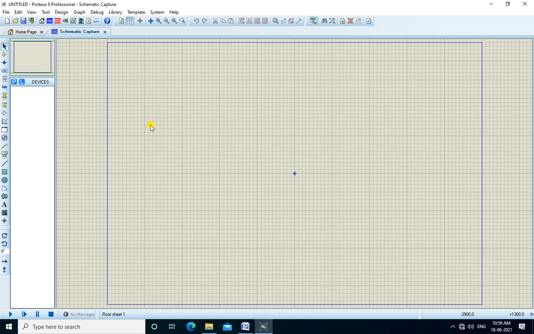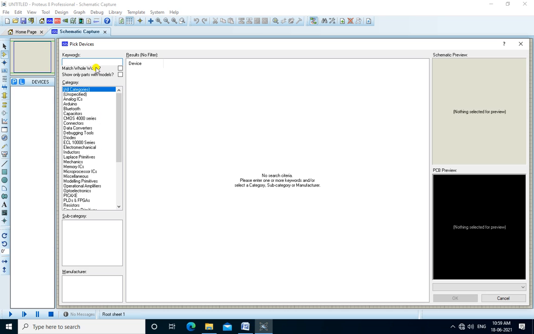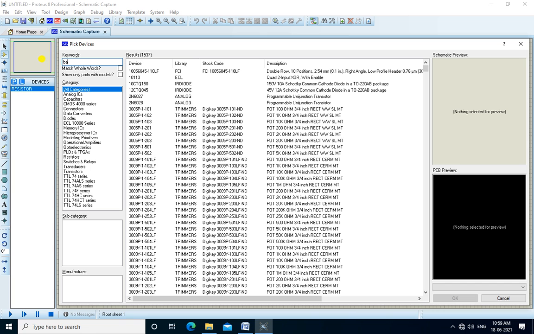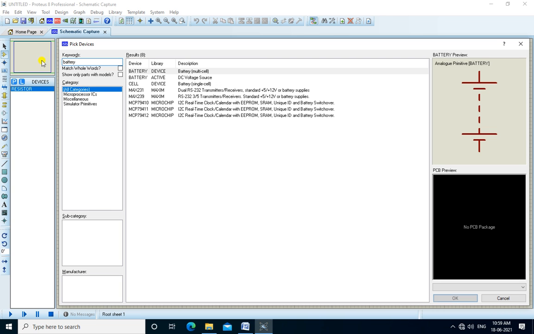We are using Proteus here for the simulation of the circuit. So we first get the components by clicking here. We pick the components using keywords, resistor, double click on it. We get the component here in our parts list or devices list. The second thing we need is a battery.